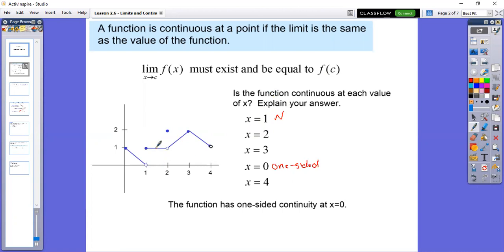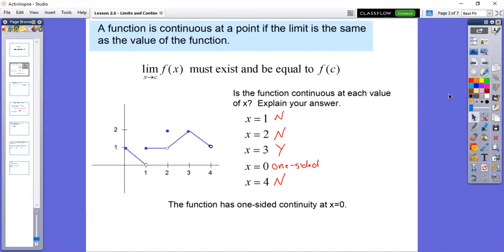At x equals 2, I notice the left and right hand limits seem to be equal to 1, but the value of the function is equal to 2. So it is not continuous at x equals 2. At x equals 3, the left and right hand limits both seem to be 2, and the value of the function is also 2. So the function is continuous at that point. And then at x equals 4, I notice the value of the function is not even defined at that point. So regardless of what the limit is, this is not continuous because f of c is undefined at that point. So no matter what, the limit cannot be equal to it. So it is not continuous.